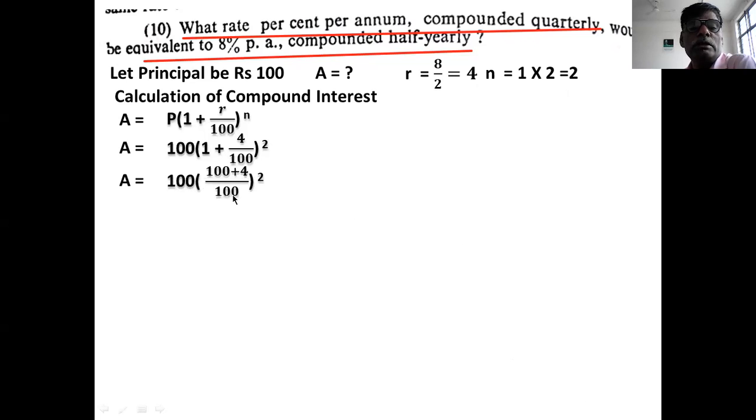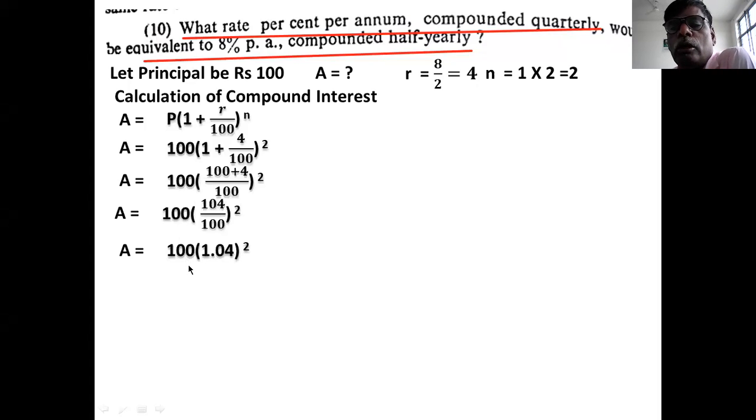Now the amount is equal to 100 into the bracket 100 plus 4 divided by 100, raised to 2, so 100 into 104 divided by 100 raised to 2, which is 100 into 1.04 raised to 2. Here I will not apply the log. In the logarithm table, we cover only 4 digits, and the answer in this problem is more than 5 digits. Therefore, a fractional answer is there.